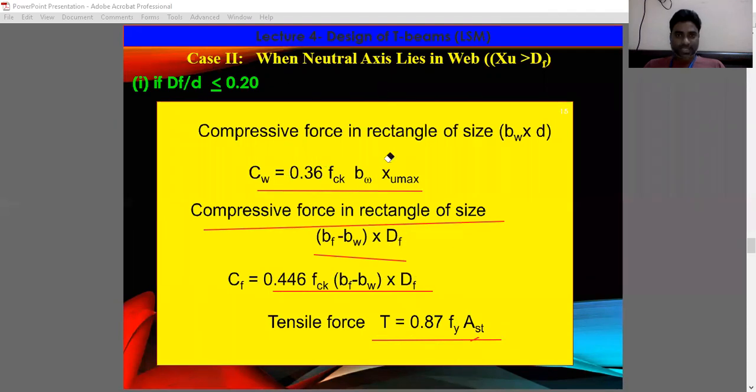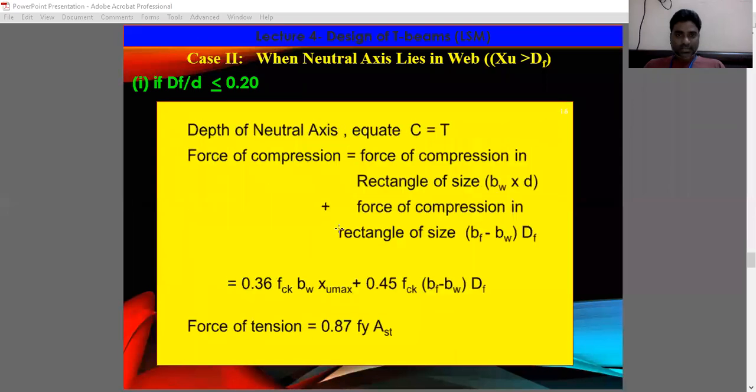Right? So the depth of neutral axis: compressive force taken by the web plus compressive force taken by the flanges. Equate it to the tension force and find out the xu. This is not xu max. You need to determine the actual xu, right? Don't substitute xu max.